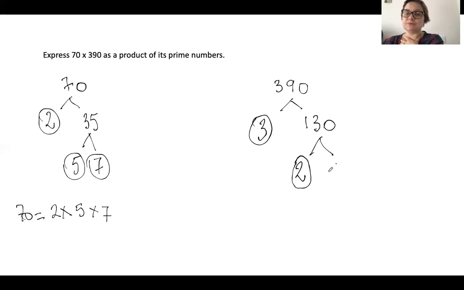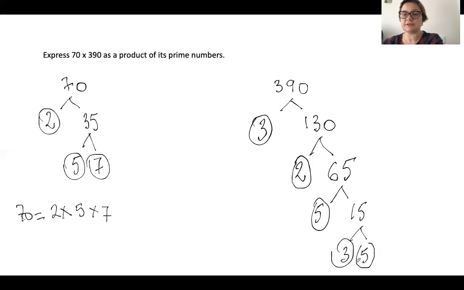And the next one is going to be 65. 65 is in the 5 times table, so you're going to have 5 here and 15 here. 5 is a prime number, and then 15 is going to be a multiplication of 3 and 5, and both of them are prime numbers, and we circle them just like that.